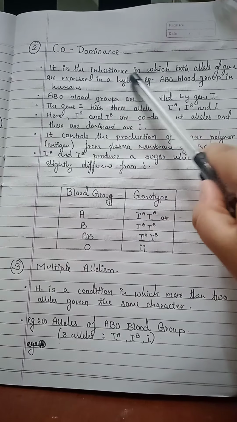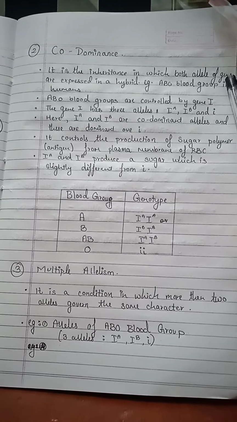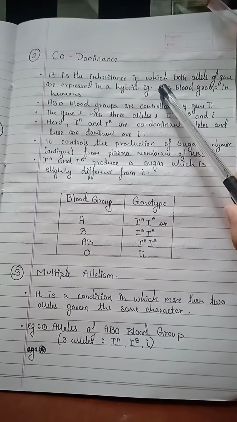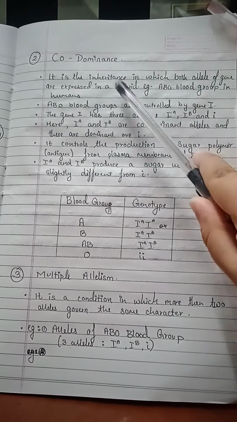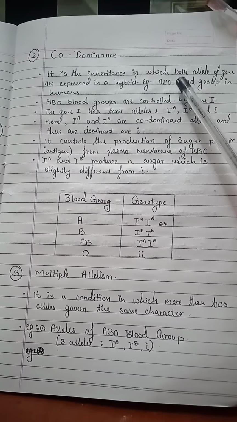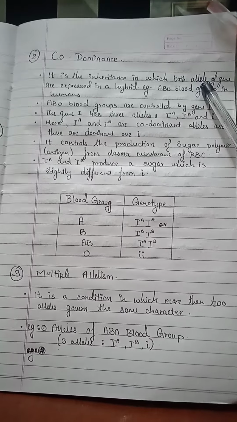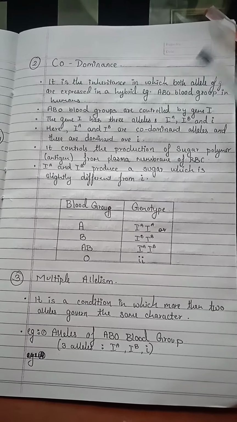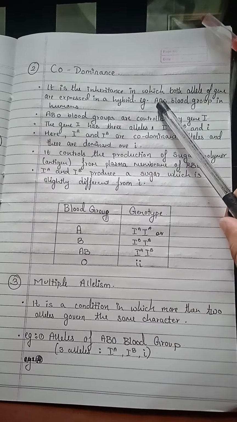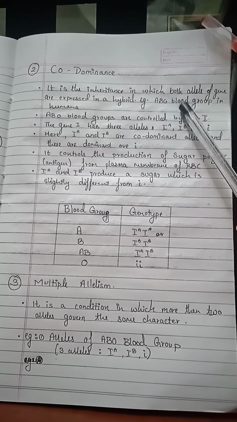The second non-Mendelian inheritance is codominance. Codominance is the inheritance in which both alleles of a gene are expressed in the hybrid. Example: ABO blood group in humans. Both the alleles of the gene are expressed in the progeny. The example given is ABO blood group in humans.